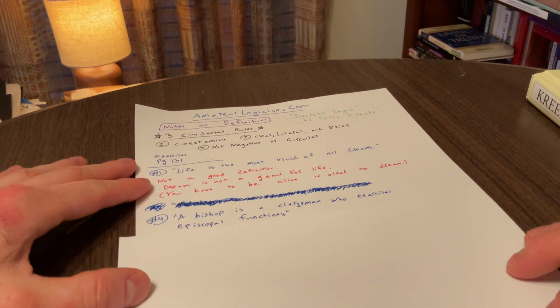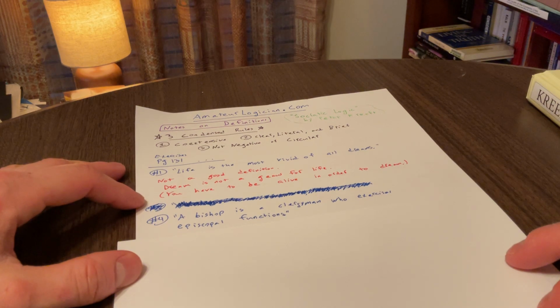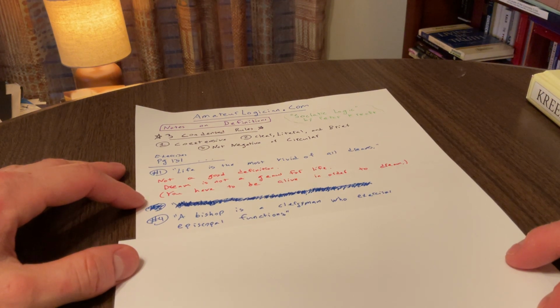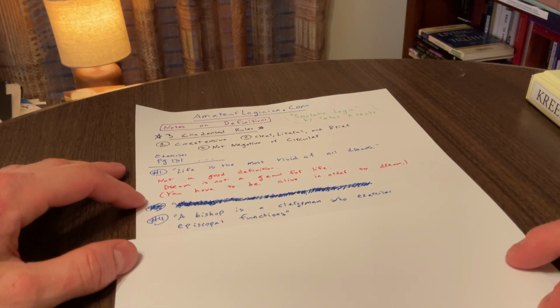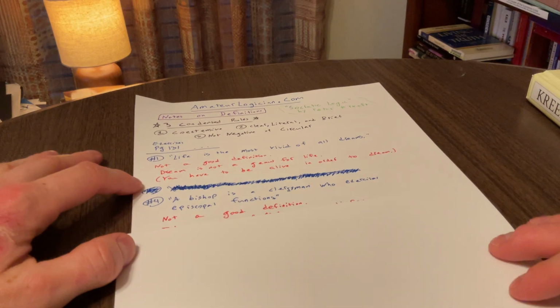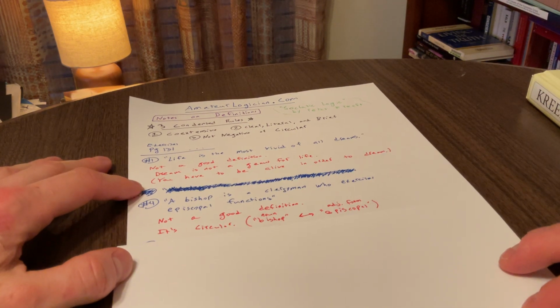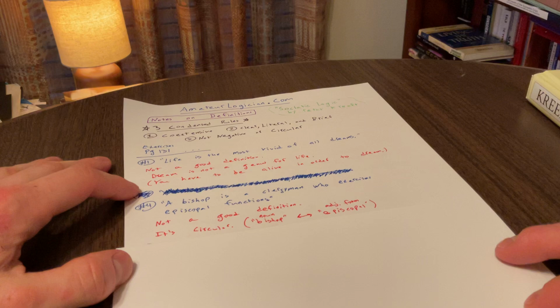Let's get into number four. A bishop is a clergyman who exercises episcopal functions. Well, that seems like it doesn't tell us much. A bishop is a clergyman who exercises functions of a bishop. That's basically what it is saying, right? So it looks circular, not a good definition, because we have the noun bishop, we have the adjective form, episcopal.